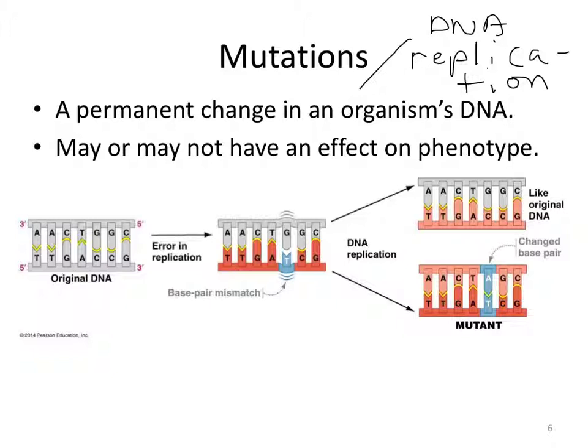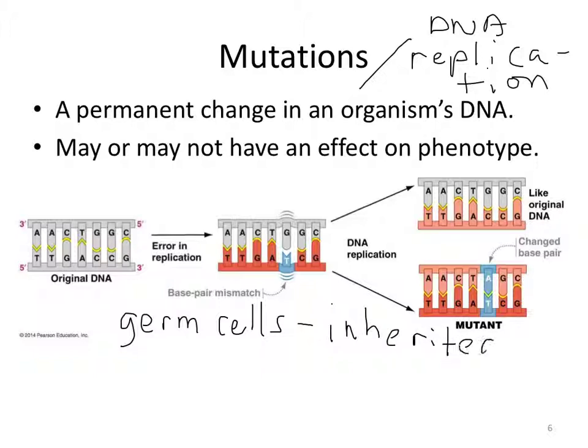If you have a mutation in germ cells, so those are the cells that give rise to sperm and egg, for example, in a mammal such as ourselves, then it's an inherited change. If you have a mutation that occurs in somatic cells, then it's not inherited, but you have something like a tumor or cancer.